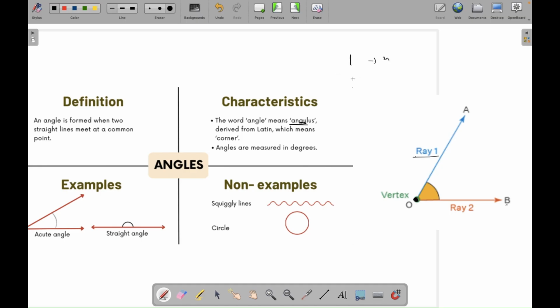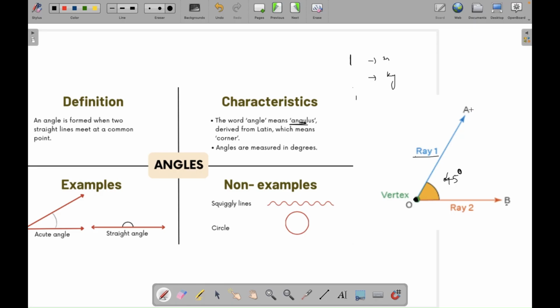Just like we measure length in meters, we measure mass in kgs, and we measure temperature in degrees Celsius, degrees Fahrenheit, or Kelvin. We measure an angle in degrees. Say, for example, this can be 45 degrees. So we represent a degree like this. This is the symbol for degree, right?